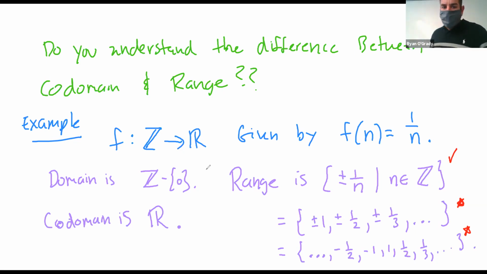Okay, so again, I want you to ponder this. The domain is the integers take away 0. Why? Because I cannot put 0 into this function.